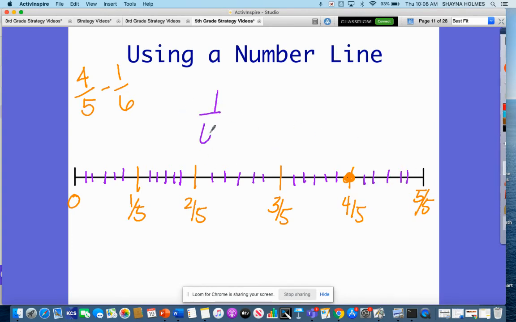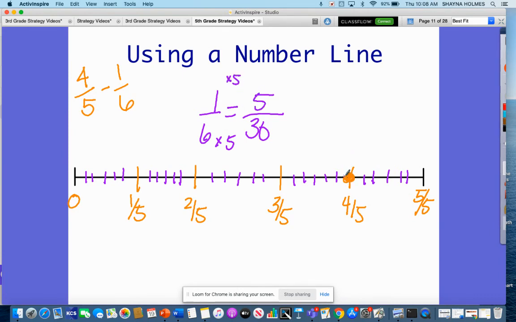Okay, now since I have 1/6, I've got a different denominator. My denominator is out of 30, because I can just count them. 1, 2, 3, 4, 5, 6, 7, 8, 9, 10, 11, 12, 13, 14, 15, 16, 17, 18, 19, 20, 21, 22, 23, 24, 25, 26, 27, 28, 29, 30. I've got 30 sections, so I have 30ths now. So I need to know: 1/6 would be equivalent to what over 30?